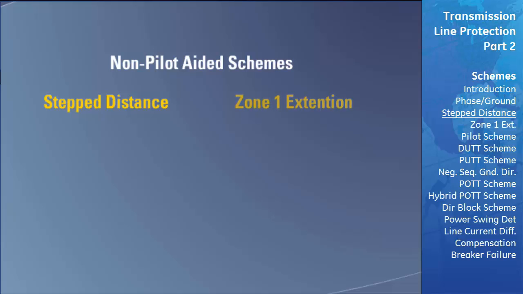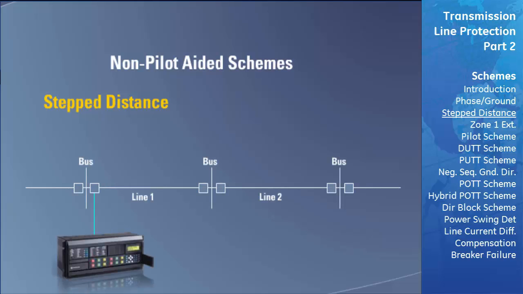We will first describe the stepped distance scheme. This scheme is the basic structure for all other distance schemes, so it is important to cover it in great detail. The stepped distance scheme uses 4 different zones of protection to protect its own transmission line, and to act as a backup distance relay to protect transmission lines that are located next to it.